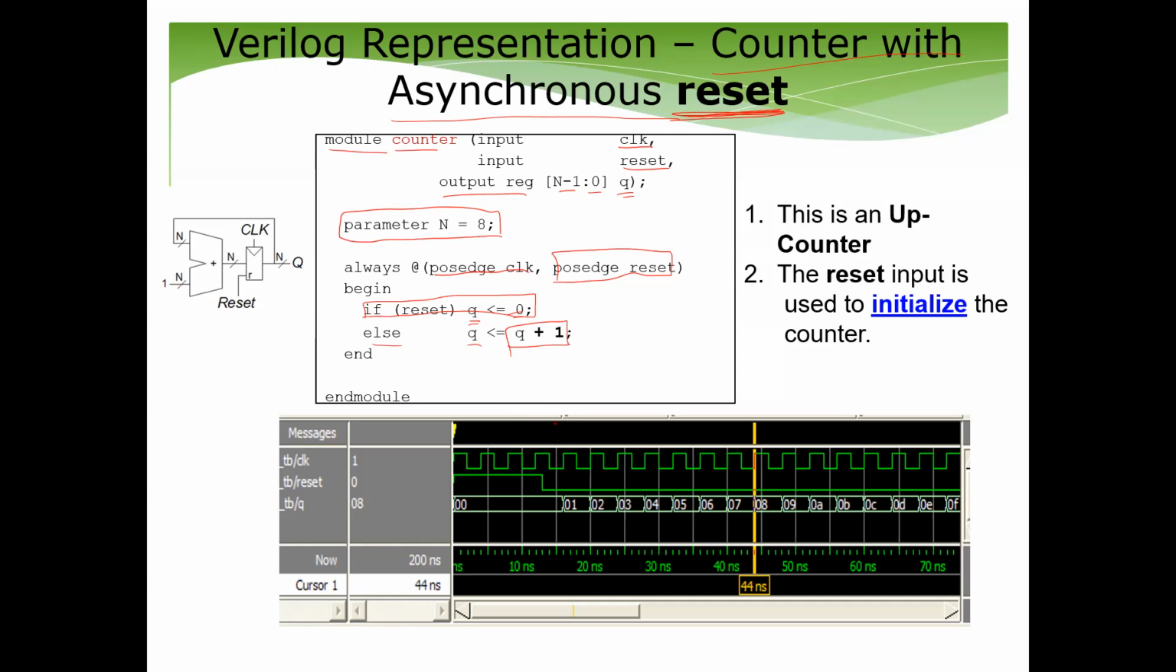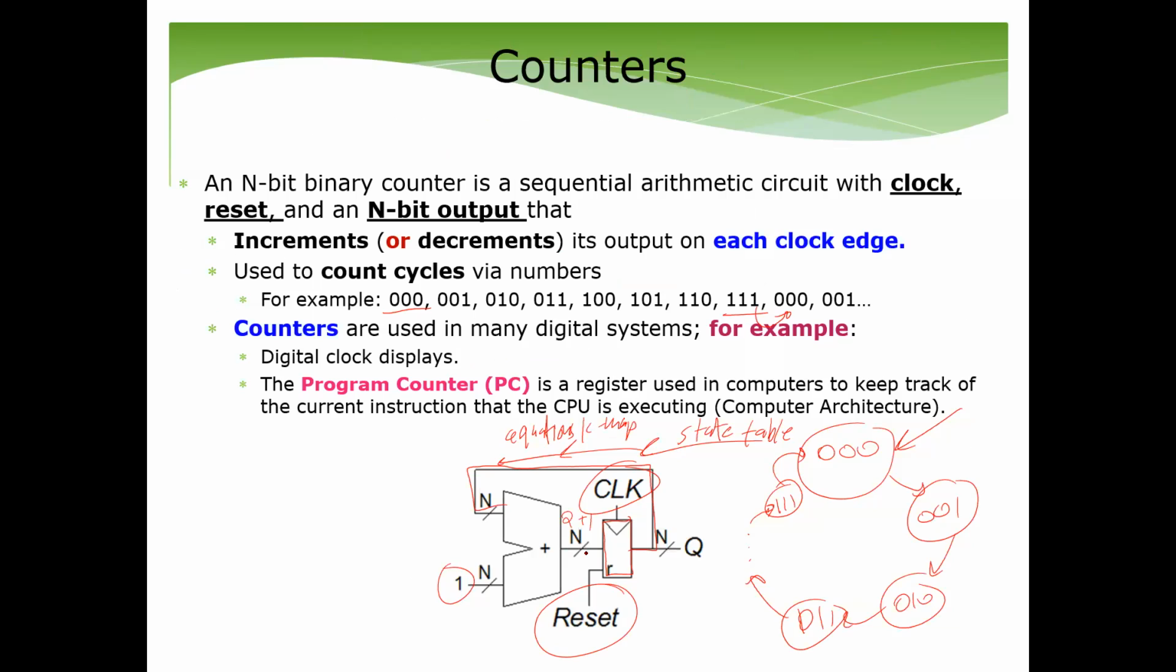Of course, when you synthesize this circuit, this code is going to create the same as this one. It will create this adder for you. It will put Q here, and it will set 1 for the second input.